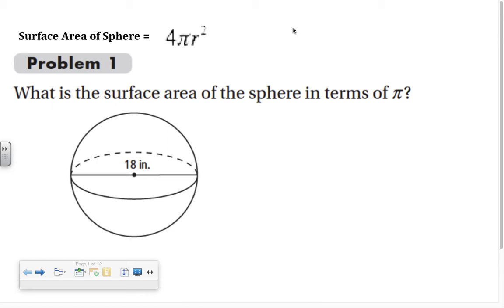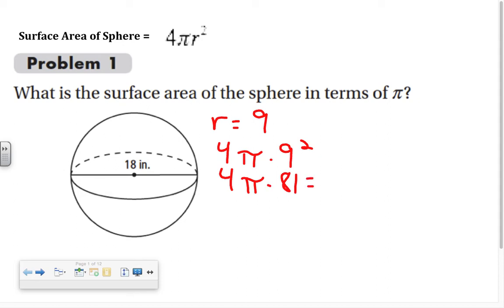So in problem 1, they're asking for the surface area of the sphere. We know what the formula is. They've given us the diameter. Make sure you notice. So if the diameter is 18, then that means that the radius is 9. So we take that 9 and plug it into the formula. 4 pi times 9 squared. So 4 pi times 81, giving us 324 pi, since the instructions asked us to leave the answer in terms of pi. And this is area, so it's square inches.